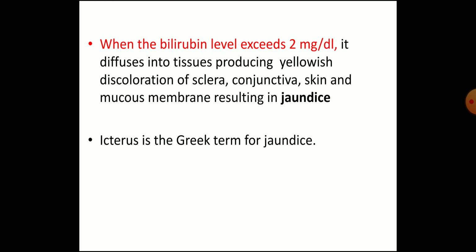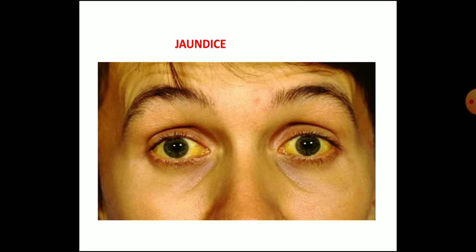What is the meaning of icterus? Icterus in Greek means jaundice, so it is another term for jaundice. Now this is the picture of a jaundice patient, with yellowish discoloration of skin, conjunctiva, and sclera.